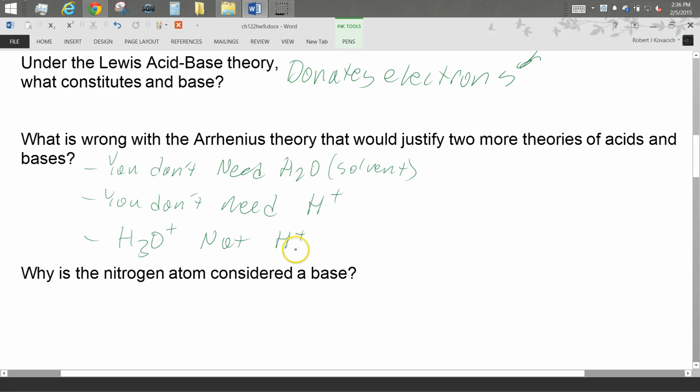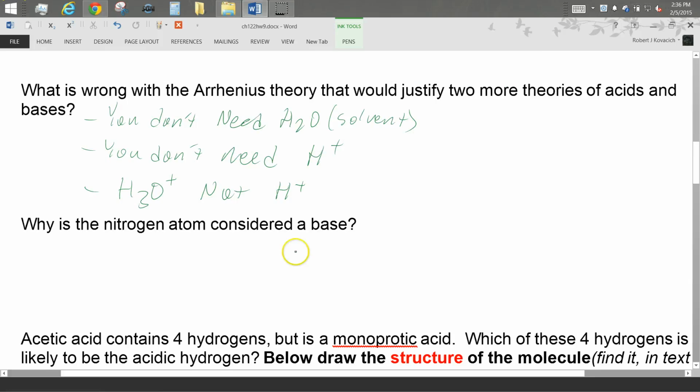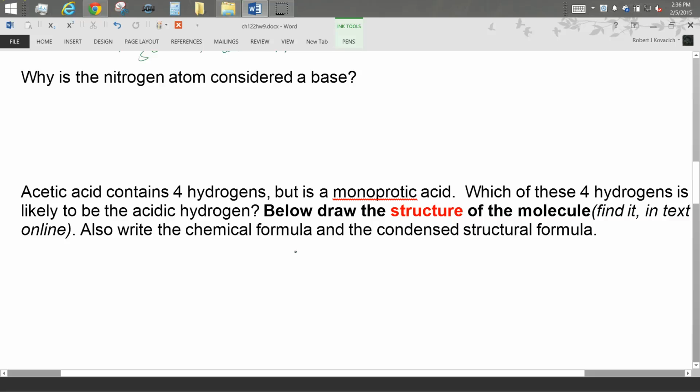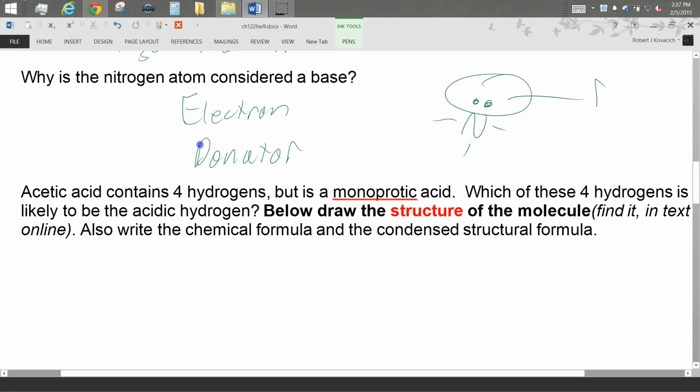What's the reason nitrogen is considered a base? It likes to form a bond. It should have a big old sign on top of it that says "Form a bond with me," because that's what those two lone pairs of electrons on top of the nitrogen are doing.